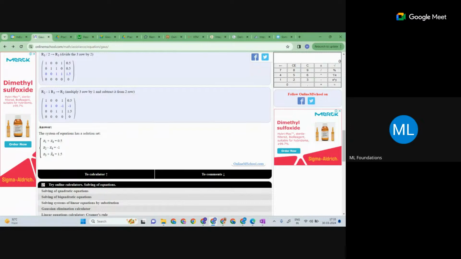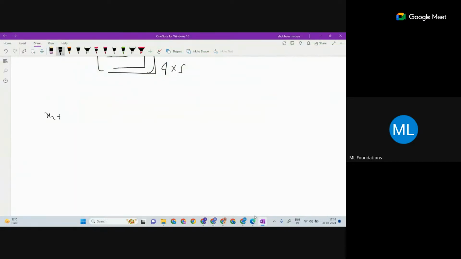0 and 1, but still the case is that X3 should be positive. From here we get X1 plus X4 is equal to 0.5, X2 minus X4 is equal to -1, and X3 plus X4 is equal to 0.5.